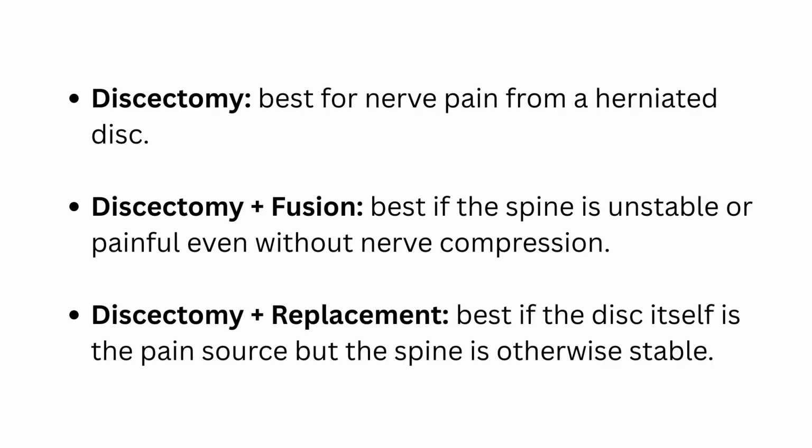So in short, just a regular discectomy is best for nerve pain from a herniated disc. Discectomy plus fusion is best if the spine is unstable or painful even without nerve compression. And then discectomy plus replacement is best if the disc itself is the pain source, but the spine is otherwise stable.